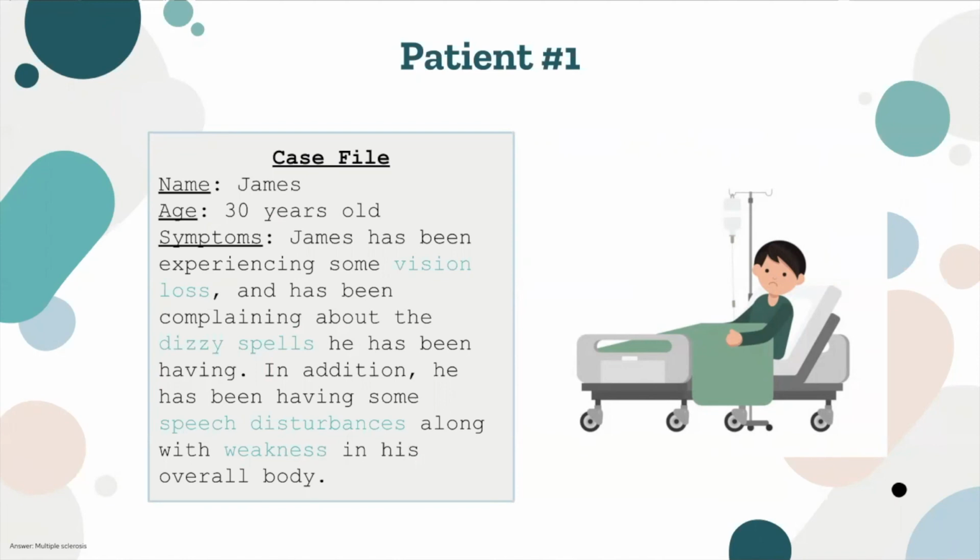That's right, James has multiple sclerosis. How do we know this? James's symptoms include vision loss, dizzy spells, speech disturbances, and weakness, which are all indicative of MS.